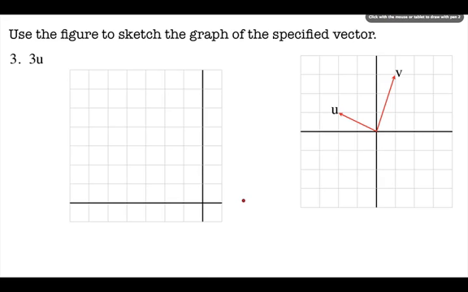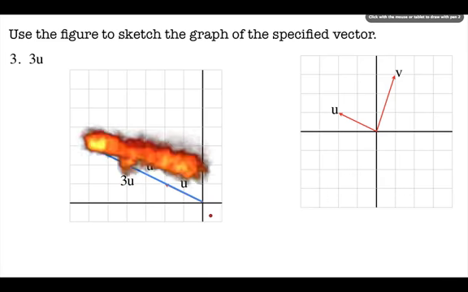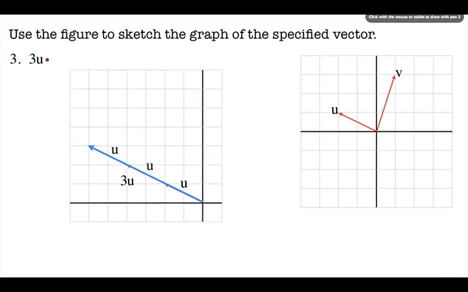I am going to write 1u followed by another u, but the initial point of the new u that I'm going to write down is going to be the terminal point of the first u. So this is what you get. And I repeat this again. So this is what I have, which is 3u, which is what I wanted to sketch.